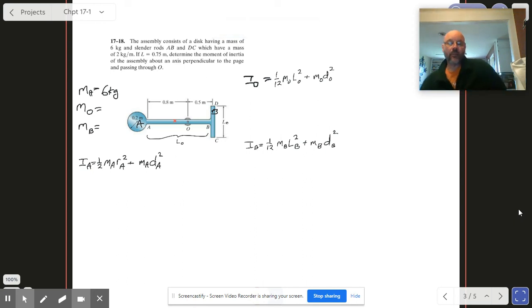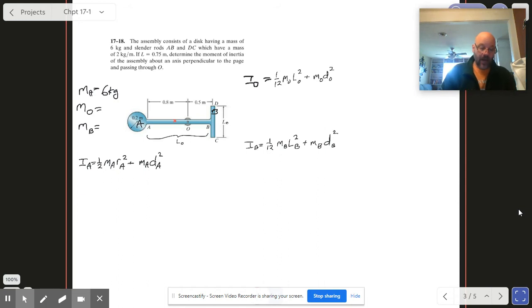Okay, so here's problem 17-18. Just another example of how we can take a complicated object and break it into its components. So let's see what we have. We have a disk connected to a rod, connected to a rod.